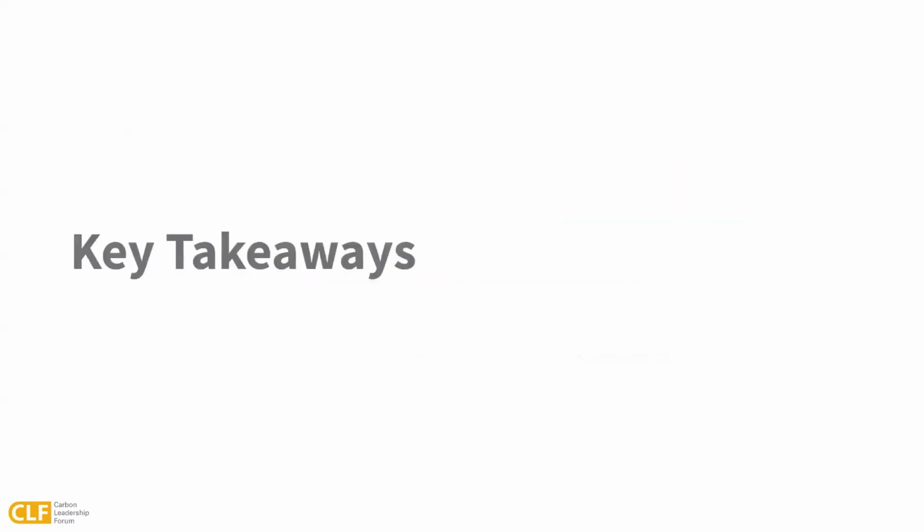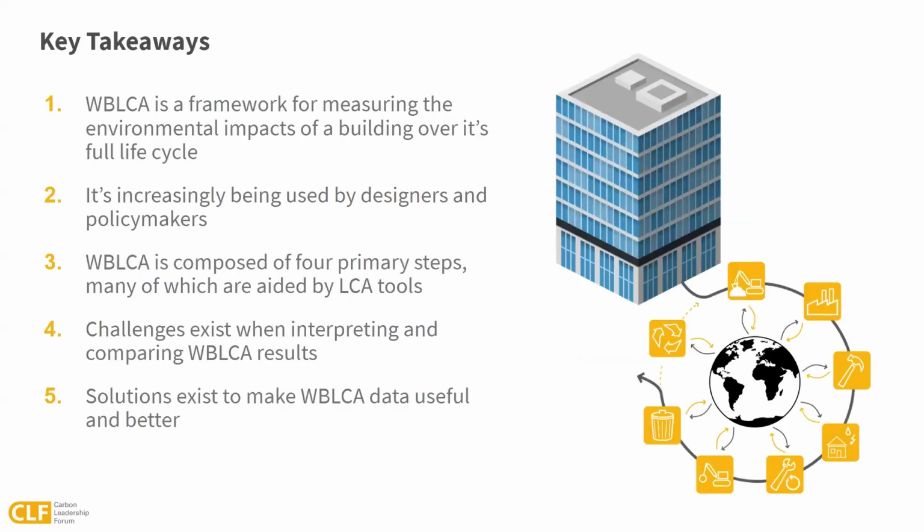So to summarize a few key takeaways from this module. Whole building LCA is a framework for measuring the environmental impacts of a building over its full life cycle, and it is increasingly being used by designers to measure and reduce the impacts of buildings, and also by policymakers to regulate or incentivize low embodied carbon buildings. Whole building LCA is composed of four primary steps, many of which are aided by LCA tools. Be aware that whole building LCA results can be difficult to interpret and compare, but many solutions do exist to understand these results and continue to improve them throughout the future.